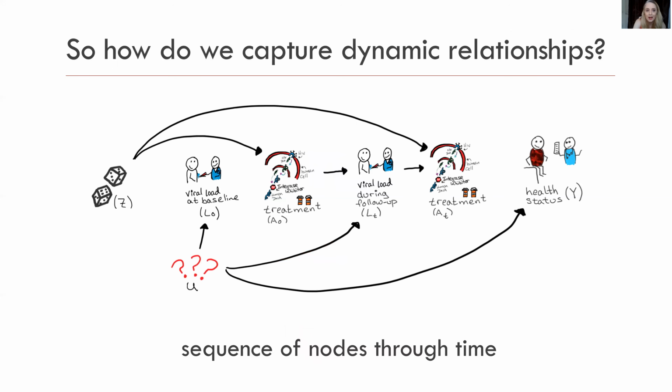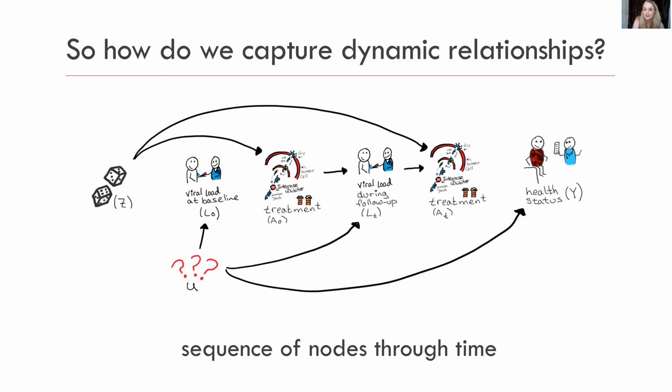So if we want to capture a dynamic relationship, we have to break out each of these pieces. So here is an example where we've broken out those variables and actually even added a couple more. Starting on the left-hand side, we have, say, randomization. That determines your initial treatment.